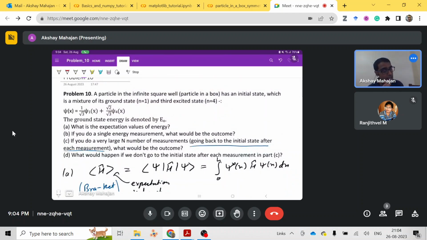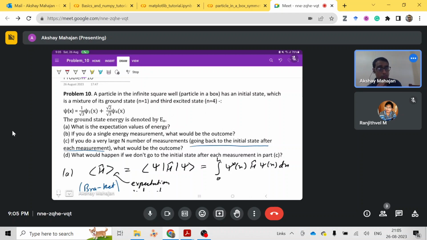after each measurement, and that comes into the D part of the question. The question is asking what would happen if you don't go back to the initial state after each measurement in part C. So if you are doing n measurements, but instead of going back to your initial state, you just continue your experiment. You did your first measurement, and you just continue with whatever you got, your second, third, and go on with n measurements. Is the outcome going to be the same as we observed in part C?